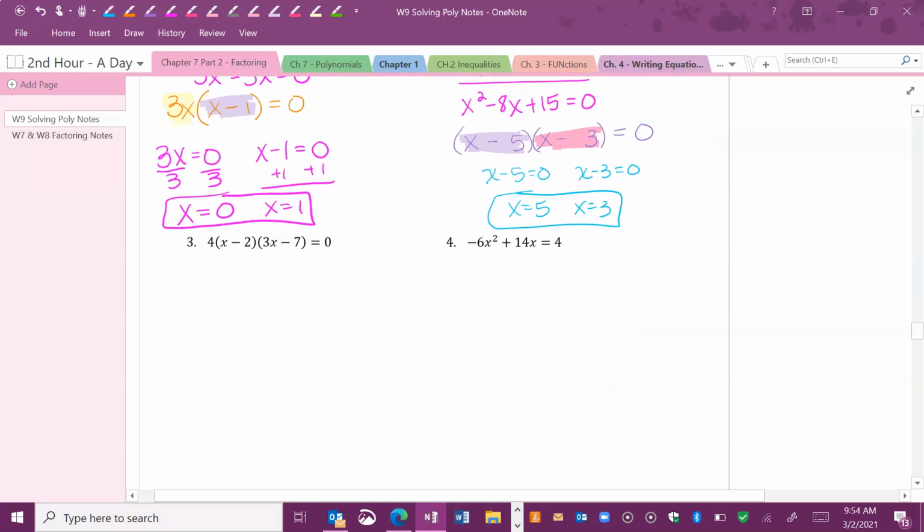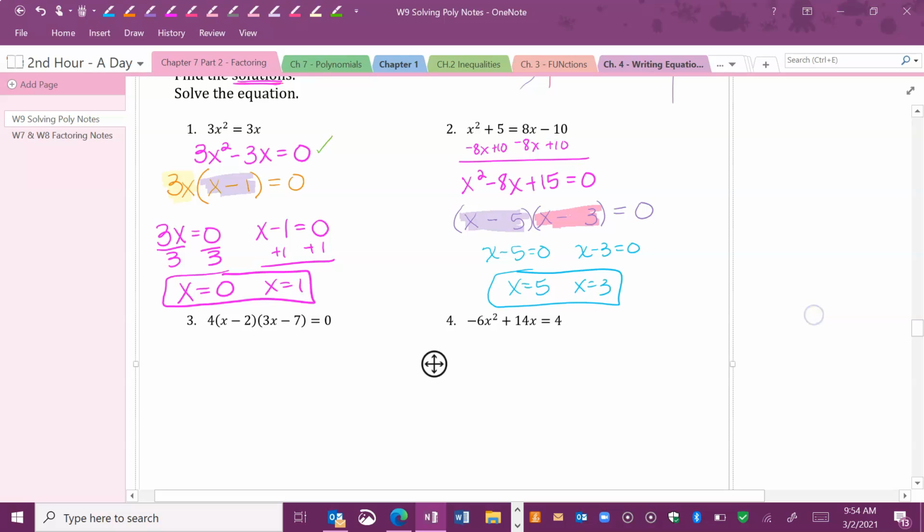Number 3. So the first question we ask ourselves is: is it set equal to 0? And it is. And the next question we ask ourselves is: is it factored? And lucky me, this one is already factored. So please don't go multiply. We don't need to multiply. We're already 2 steps done.